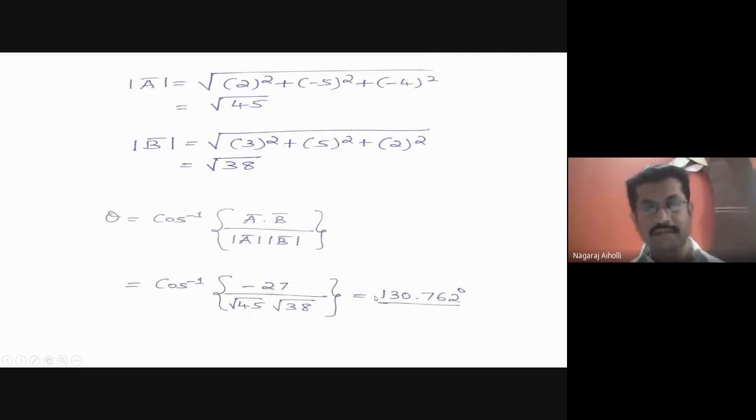That will give us 130.762 degrees. Just calculate that: cos inverse of -27 divided by square root of 45 into root 38. That will be how much? Just verify your answers. Cross verify, students, here.